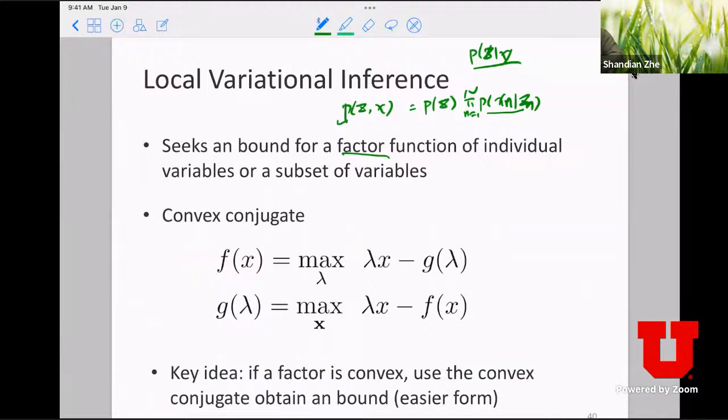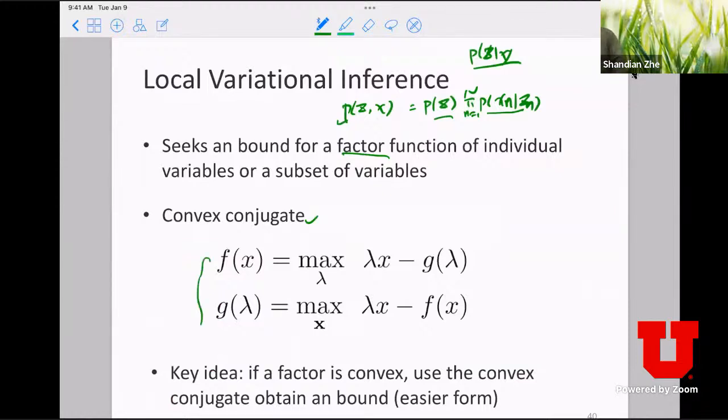Okay. And how can we get some relaxed form for some factors in my joint distribution? The most commonly used tool to get such a relaxed form is the convex conjugate. That's something we have discussed before, right? We mentioned that this will be very useful, and now we'll see why it is useful. So here is just a quick review of the convex conjugate.